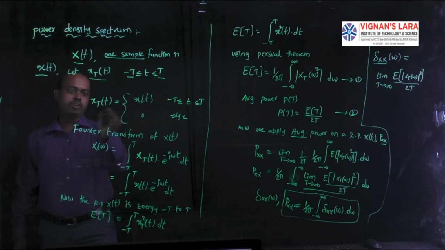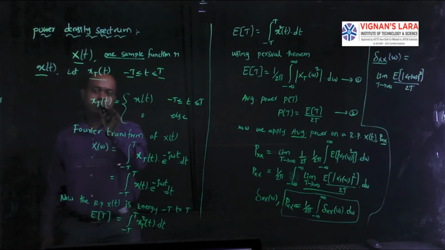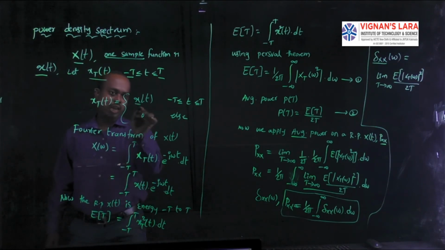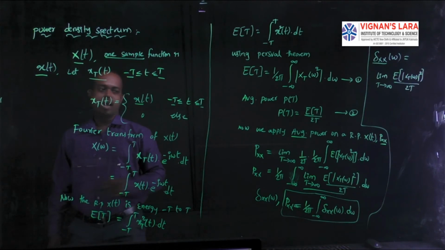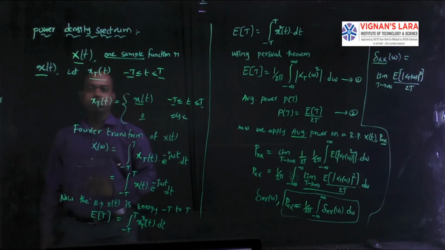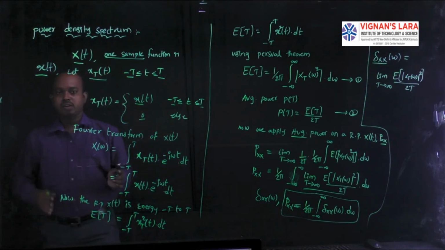That one I represent like this: x suffix T of t is equal to x(t) only when the value lies in the minus T to T interval. Except this interval, the value becomes 0. Then the fundamental representation of any function in the frequency domain is the Fourier transform.